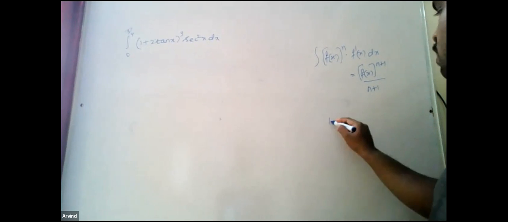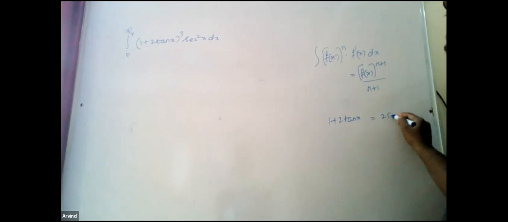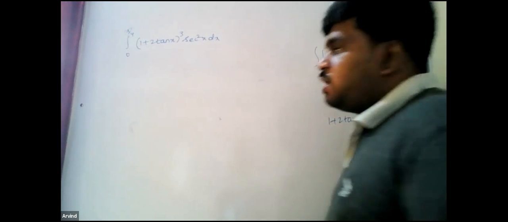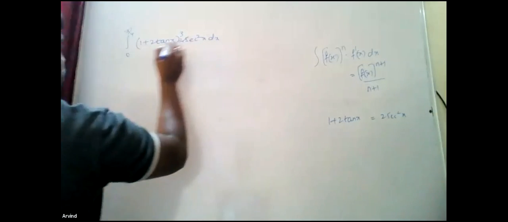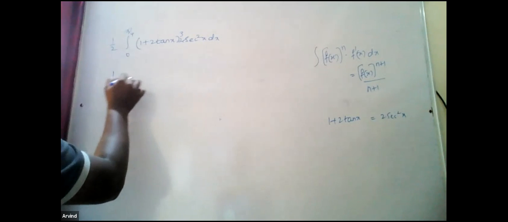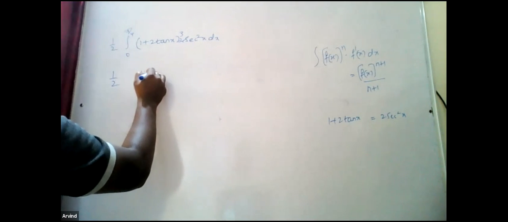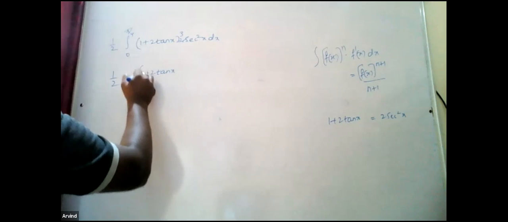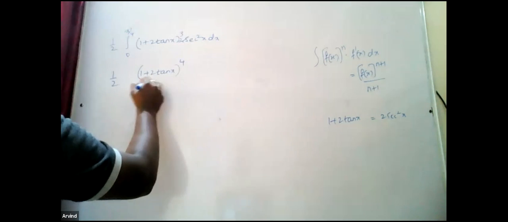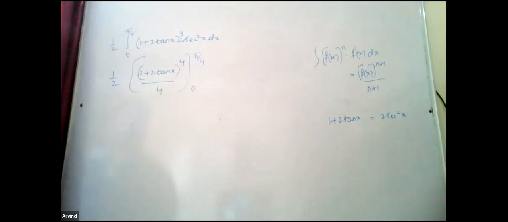If you observe, 1 plus 2 tan x is our f of x. If you differentiate it, you get 2 secant square x. But the 2 is not there, so multiply and divide. Therefore you can write this as half f of x whole to the power n plus 1. F of x is 1 plus 2 tan x whole to the power 3. So 3 plus 1 is 4 divided by 4. Upper limit and lower limit, pi by 4 and 0.